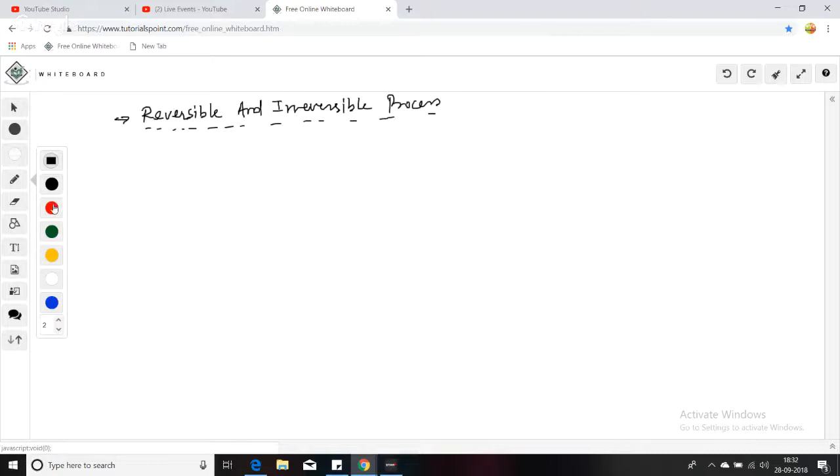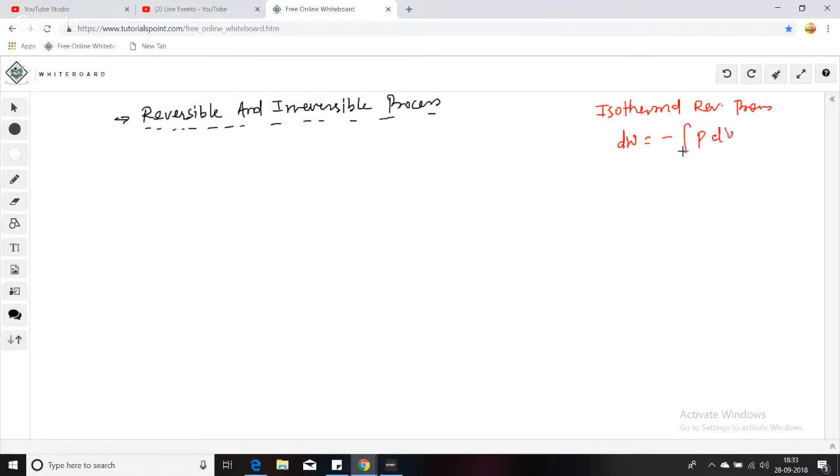See, before discussing this, one thing I want to ask: you must have done the derivation of the isothermal reversible process, right? In that we have done the derivation, that is dw is equal to minus integral of p dv, v1 to v2. And then what we have done into this, we have taken this pressure outside dv, and then we derived the relation, if you remember. Yes, we have done this derivation.